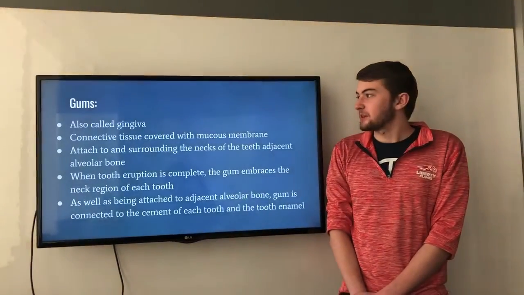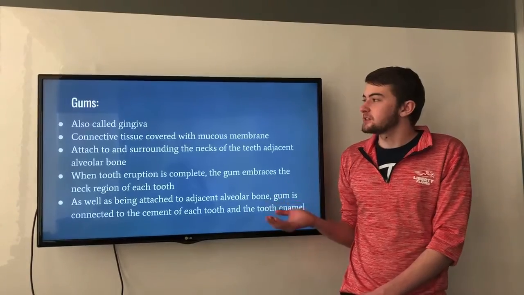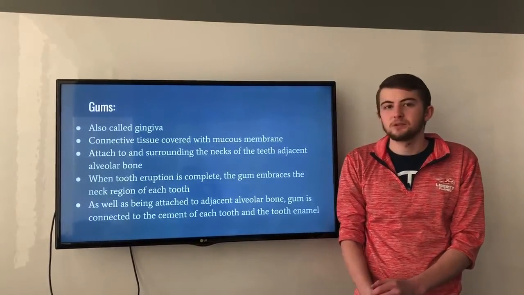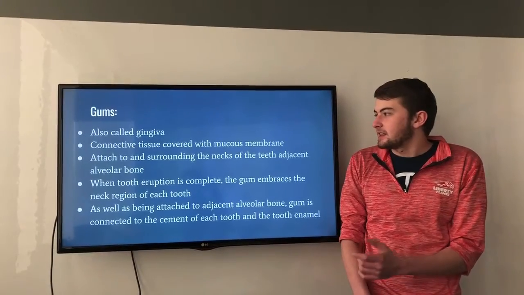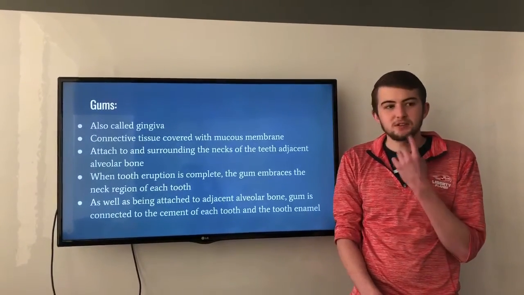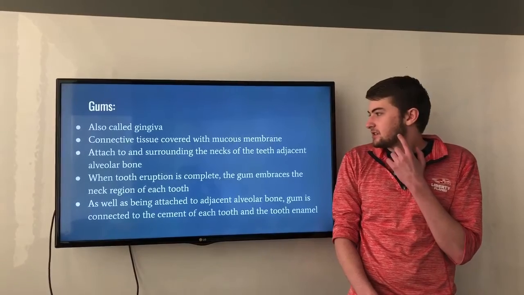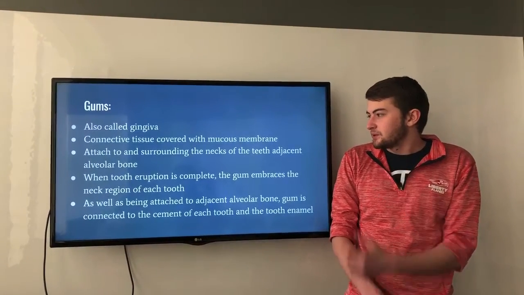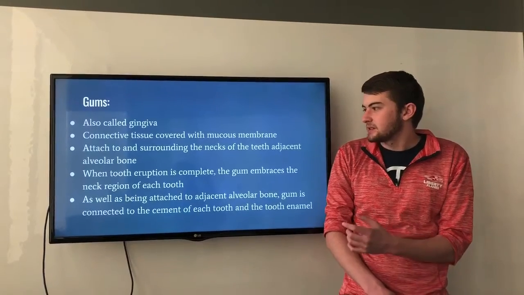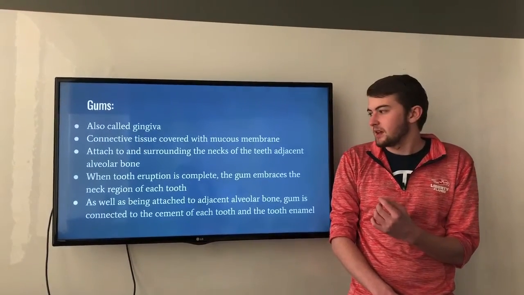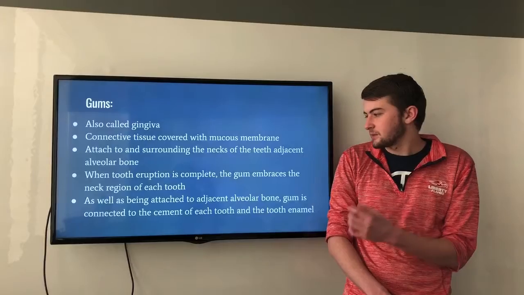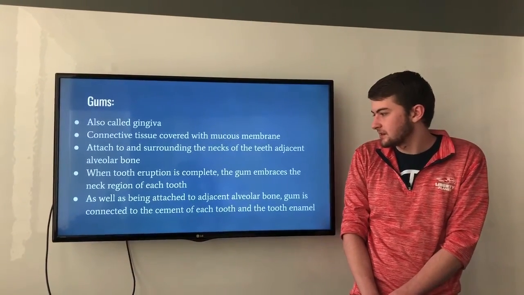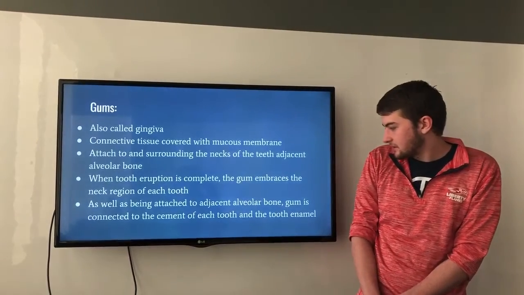All right, next we're going to be talking about the gums. The gums are also called the gingiva, and they are connective tissue covered with a mucous membrane, attached to the necks of your teeth and the adjacent alveolar bone. When tooth eruption is complete, the gum embraces the neck region of each tooth and holds it, and as well as being attached to the adjacent alveolar bone, the gum is connected to the center of each tooth and the tooth enamel.